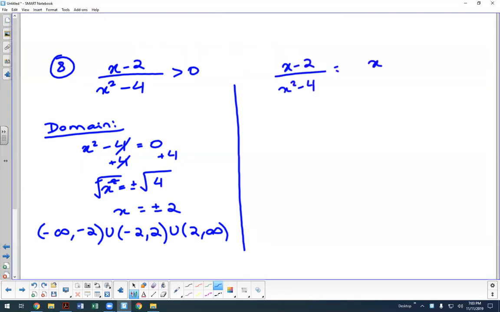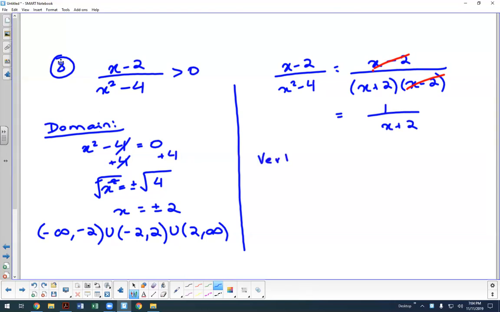factor the denominator first. And what does that denominator factor into? x plus 2, x minus 2. Yeah, x plus 2, x minus 2. So the x minus 2 and x minus 2 will cancel each other out, leaving us behind with 1 over x plus 2, which is where we will get our vertical asymptote from.